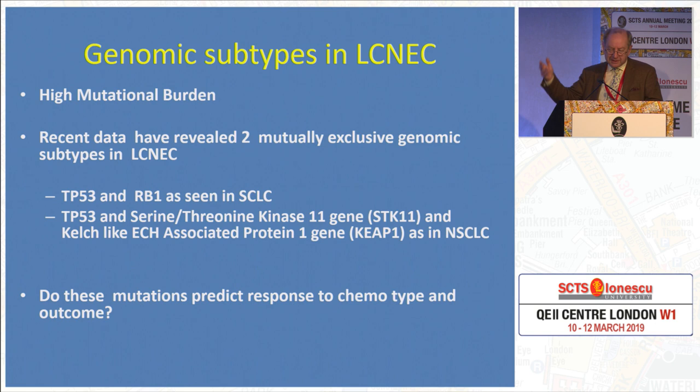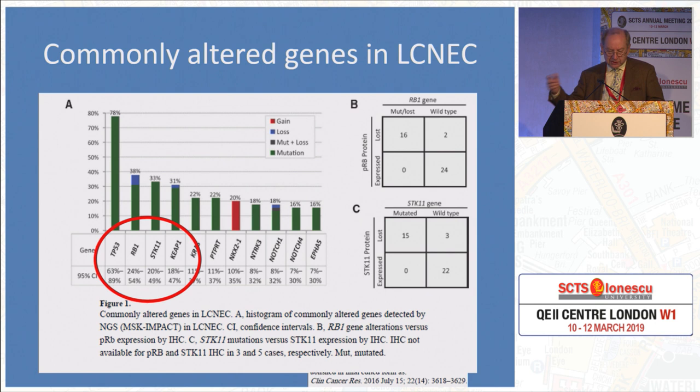The TP53 and RB1, which is seen in small cell lung cancer, and then these other two, the TP53, the STK11, and I'd never heard of this Kelch-like ECH-associated protein before these papers came out. I'm not sure how much Wass is going to cover this, but they may give some explanation why platinum-based regimes don't work in everybody. So I think this is for the future rather than for today.